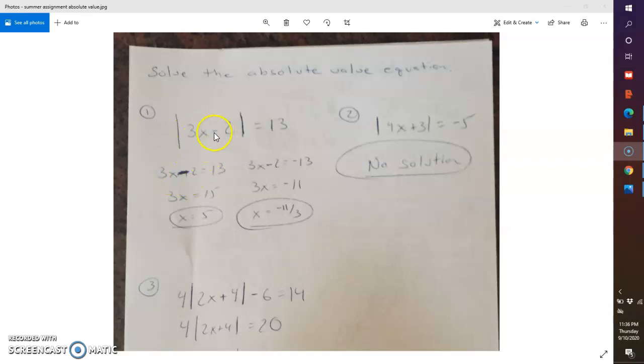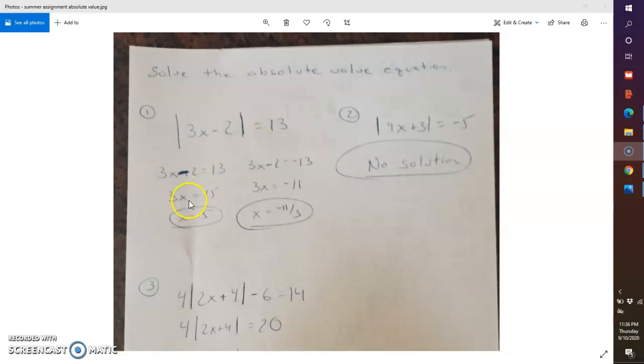You take whatever is in the absolute value and you copy it down twice. And you set it equal to the number that's given, as well as the negative of the number that's given. So it becomes 3x minus 2 equals 13, and 3x minus 2 equals a negative 13. When you solve for absolute value, you're always going to have two equations. And then you just solve them as you've learned before.